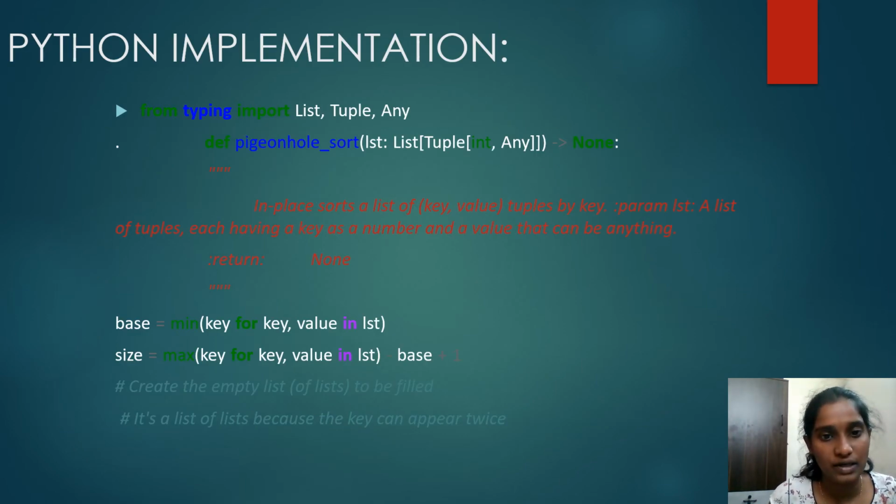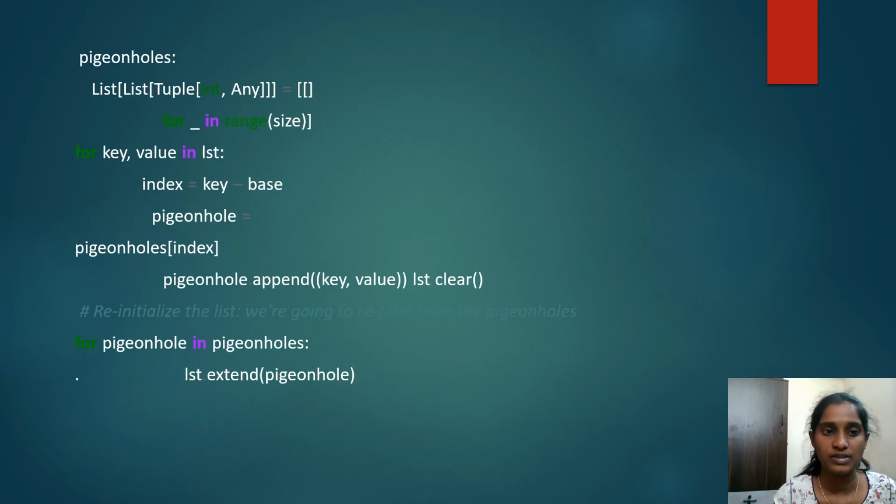Python implementation. From typing import List, Tuple, Any. def pigeonhole_sort(a: List[Tuple[int, Any]]) -> None. In place sorts a list of key value tuples by key. Param a: a list of tuples each having a key as number and a value that can be anything. Returns None. base equals min of key for key, value in a. size equals max of key for key, value in a, minus base, plus 1. Create the empty list of lists to be filled. It's a list of lists because the key can appear twice.